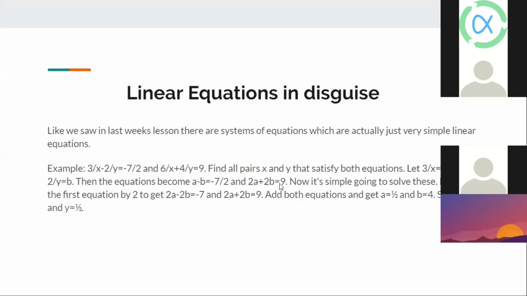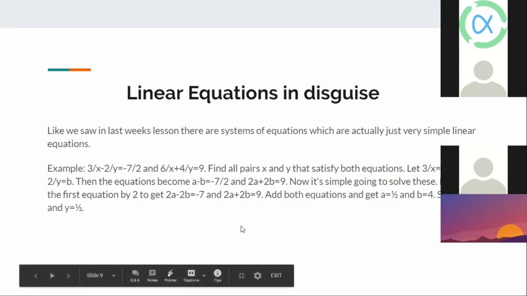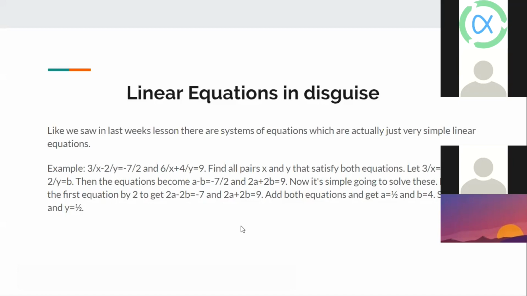When you solve it, you can multiply the first equation by 2, and then you're just going to get 2a minus 2b is equal to negative 7, and 2a plus 2b is equal to 9. Now, if you add both equations, you're going to get 4a is equal to 2, so a is equal to half, and then you're going to get b is equal to 4. Since 3 over x is equal to a, and that's half, then x is equal to 6. And since b is equal to 4, and 2 over y is equal to b, we're going to get y is equal to half. So that was a tricky problem, but it was just linear equations.